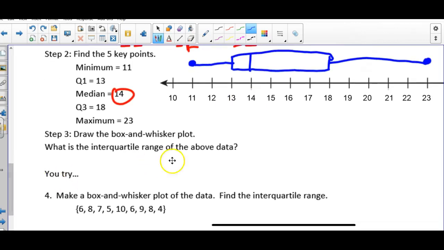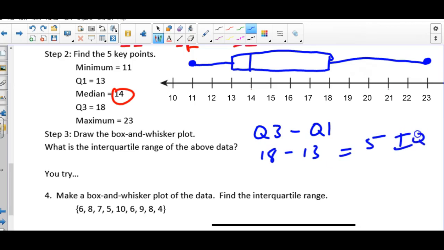Now, the next thing, your interquartile range. Again, just take Q3, your third quartile, minus your first quartile. So in this case, you have 18 minus 13, and that's 5. So this is your interquartile range.